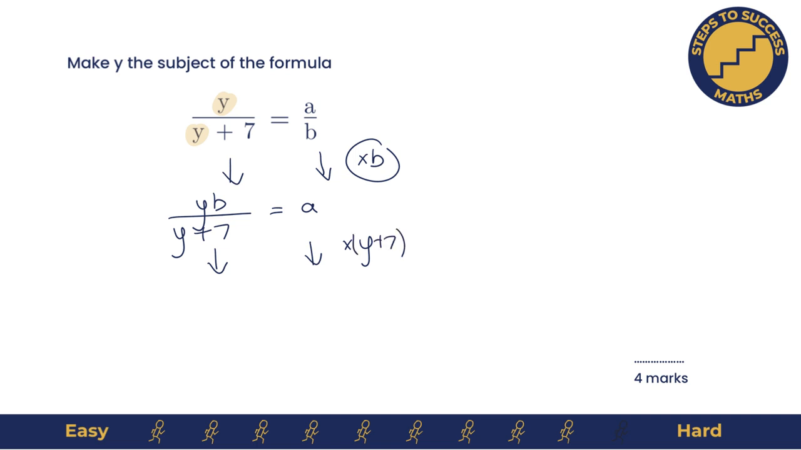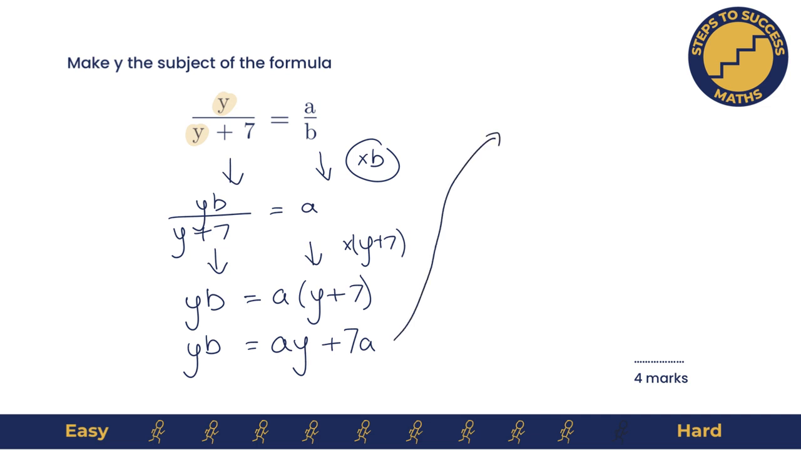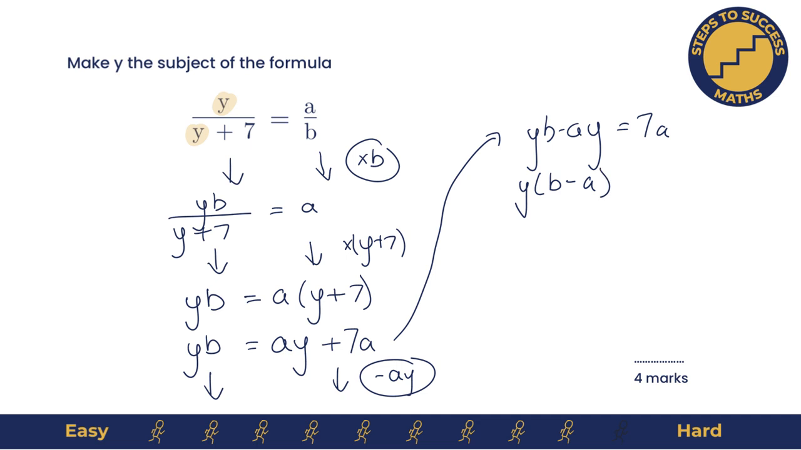So we get yb equals a bracket y plus 7. Now we're going to multiply out that bracket. yb equals ay plus 7a. Now we want all the y's on the same side. So let's take away ay. yb take away ay is equal to 7a. Now we can put it back into a bracket. y bracket b minus a equals 7a. And now we need to divide by the bracket. y equals 7a over b minus a.